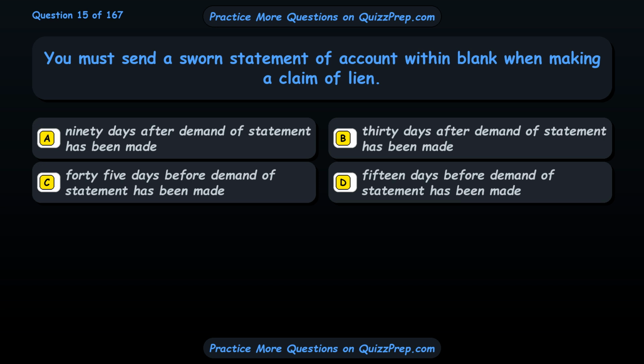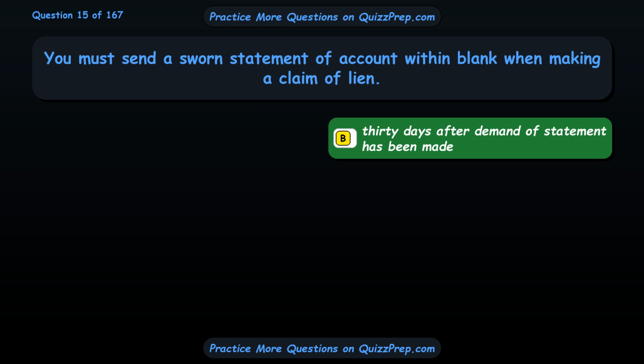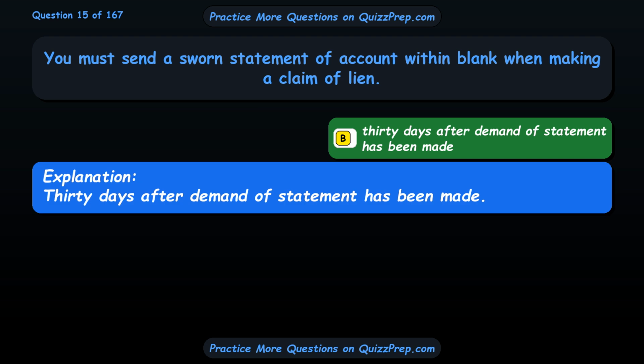Question 15. You must send a sworn statement of account within blank when making a claim of lien. Option A, 90 days after demand of statement has been made. Option B, 30 days after demand of statement has been made. Option C, 45 days before demand of statement has been made. Option D, 15 days before demand of statement has been made. The correct answer is option B, 30 days after demand of statement has been made.